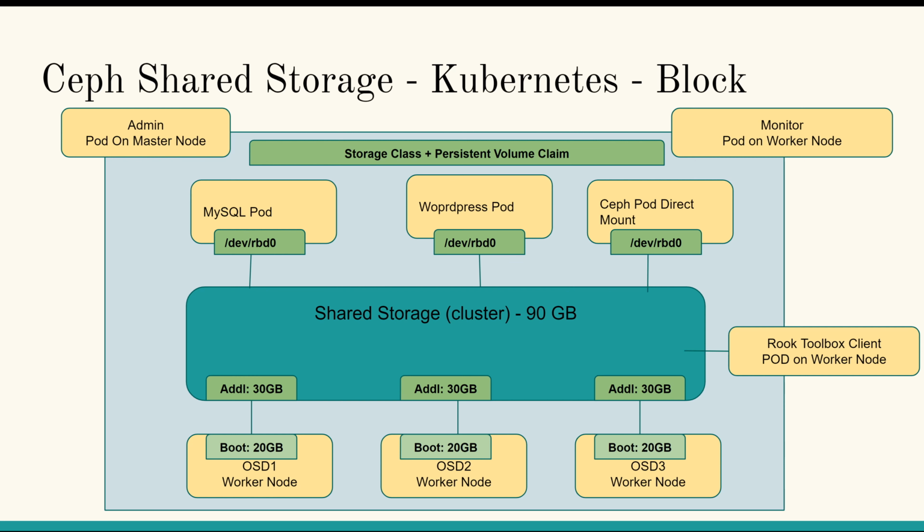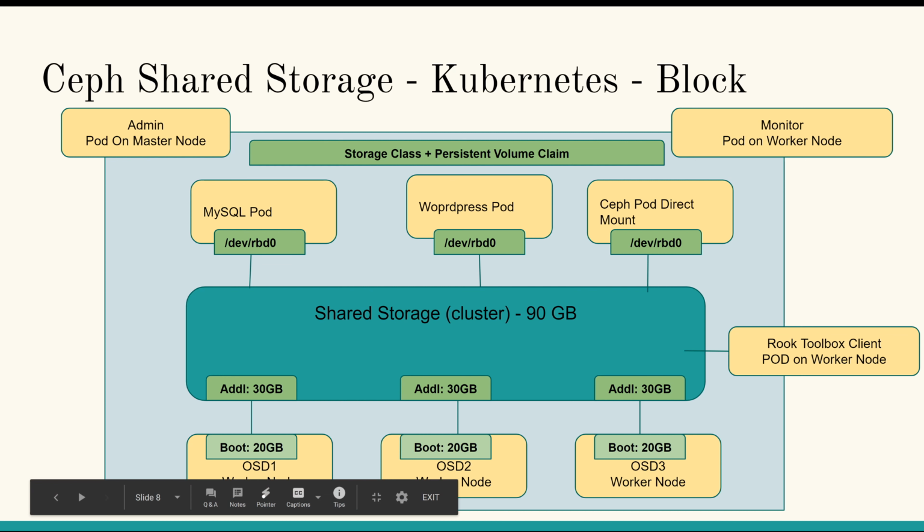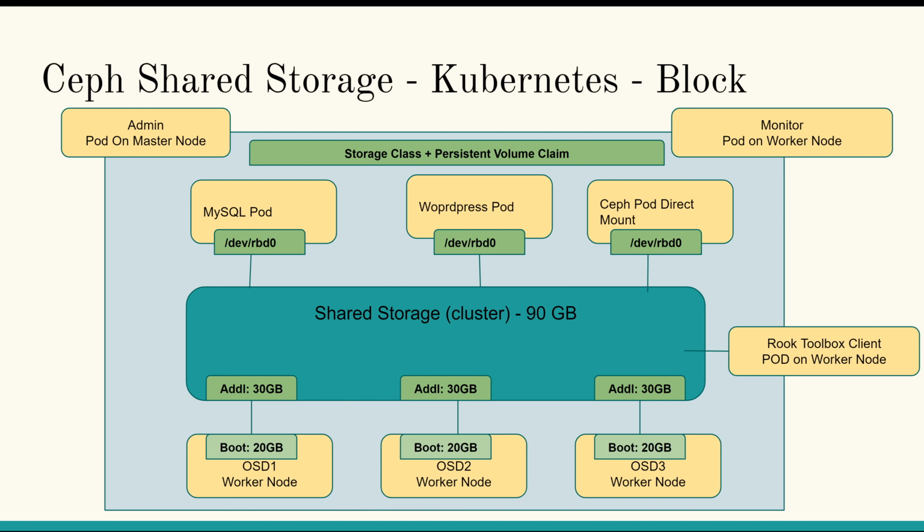So we already have the Rook and Ceph installed on the Kubernetes environment. What I'm going to do is create the storage class, and then a persistent volume claim, and that will in turn create a persistent volume. And then I'm going to deploy a MySQL pod with the volume derived from the persistent volume claim, and I'm going to mount it under a particular directory.